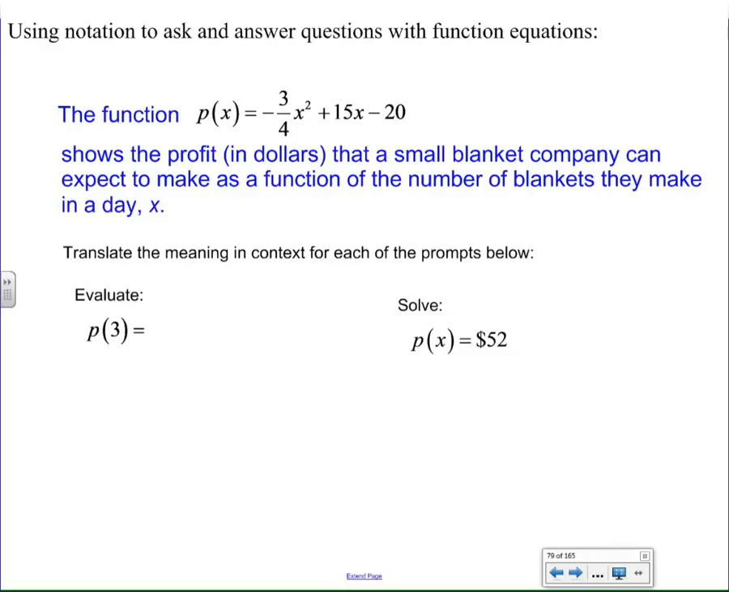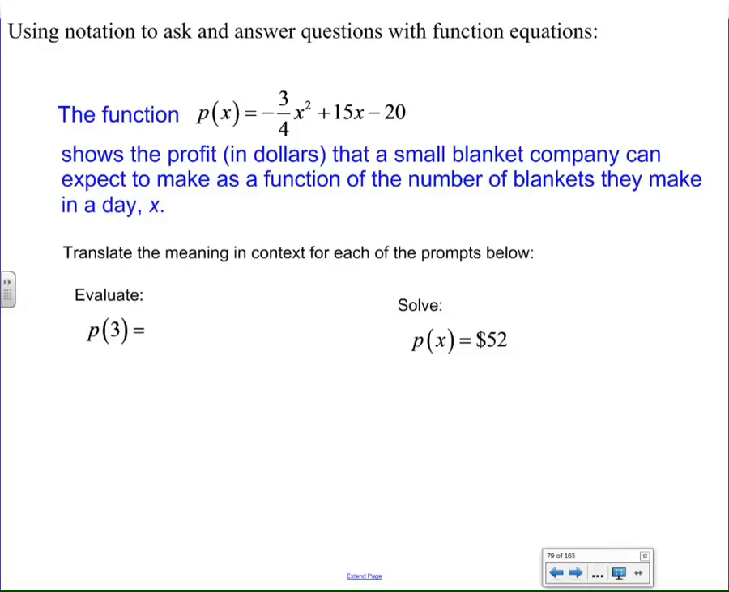There's pros and cons to each approach. It all depends on the situation that you're dealing with. Sometimes equations are better to work with, and sometimes graphs are better to work with, and sometimes tables are better to work with. It all depends. So we need to become skillful at working with each of these representations.